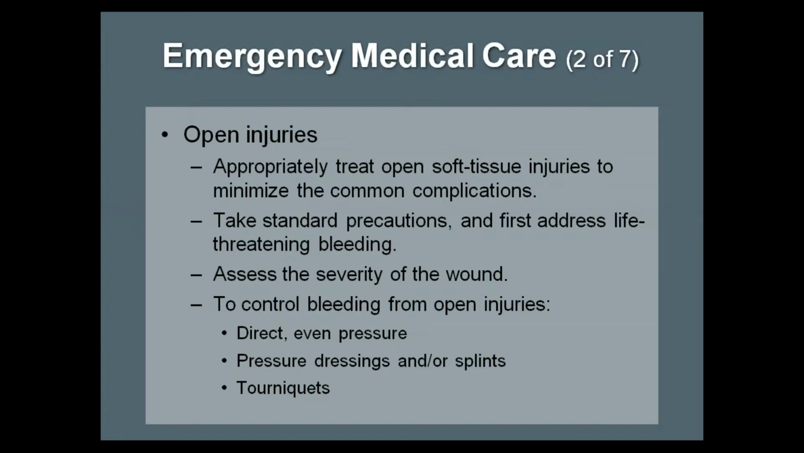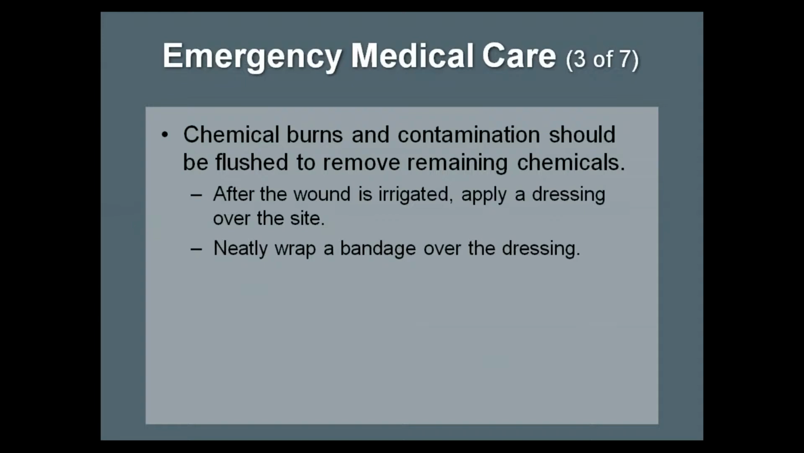So we're just getting through this. We've already been through this about 4 different ways: direct, even pressure, pressure dressings, and/or splints and tourniquets for open injuries. Chemical burns and contamination should be flushed to remove remaining chemicals. After a wound is irrigated, apply a dressing over the site. Neatly wrap a bandage over the dressing. So make sure you guys take these slides into consideration. A little bit contradicts itself, because you also need to know what chemical you're working with and make sure it's not water reactive.